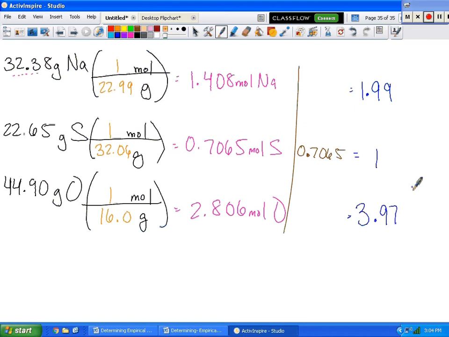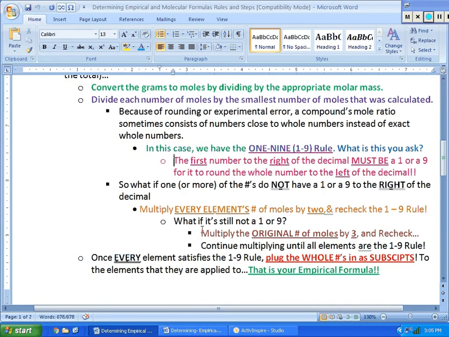And this rule right here is the most important rule in everything that we're fixing to do. So if I were you, I would put a little star beside it. But let me help you out first before we get there. Because of rounding or experimental error, a compound's mole ratio sometimes consists of numbers close to whole numbers. Do you agree that we had two values that were not exact? Didn't we round a bunch? If you punch all those numbers in, I promise you there's a bunch of rounding that went on. So what I want you to do is right here where it's green and purple, put a huge star beside that. This is the most important rule in everything we're fixing to do.